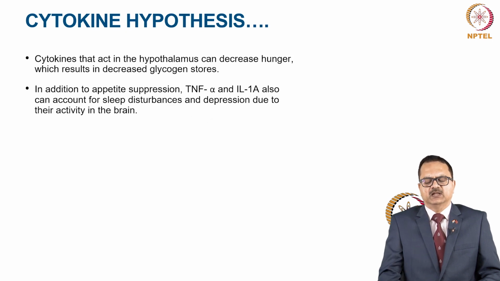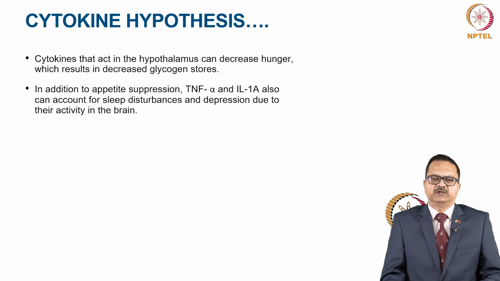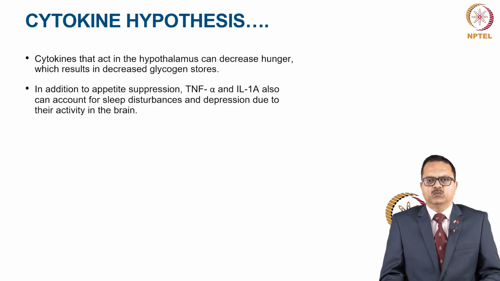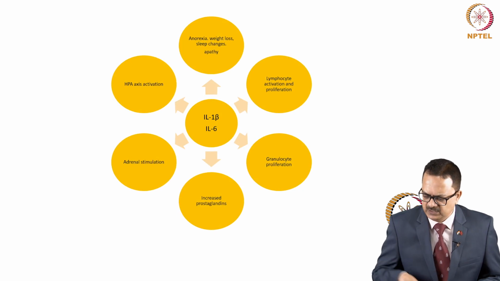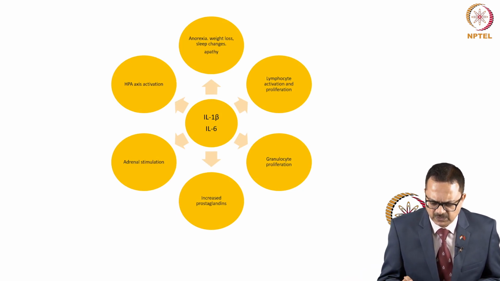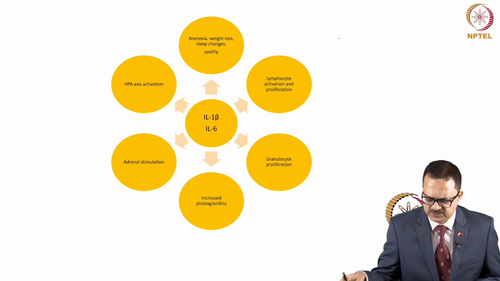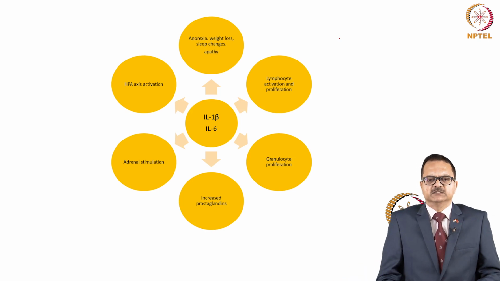Cytokines that act in the hypothalamus can decrease hunger, which results in decreased glycogen stores. In addition to appetite suppression, TNF alpha and IL-1A also can account for sleep disturbances and depression due to their activity in the brain. As we can see, the activity of interleukin is all over the body, and this may be one of the best explanations for why overtraining syndrome develops.